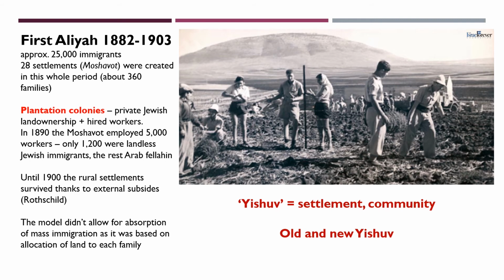These plantation colonies, during a first period and until the year 1900, were subsidized by rich Jewish philanthropists from Europe, mainly the Rothschild family. In that year, the management of the settlements was passed to the Zionist global organizations.